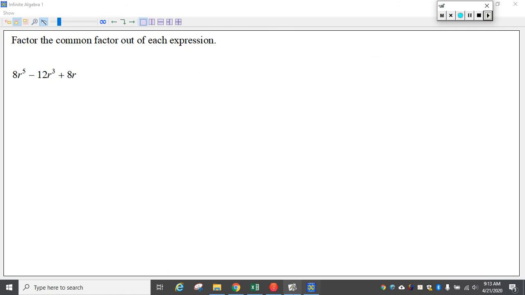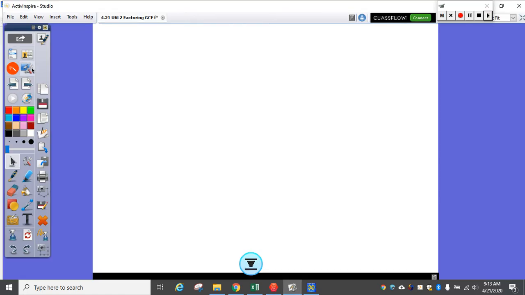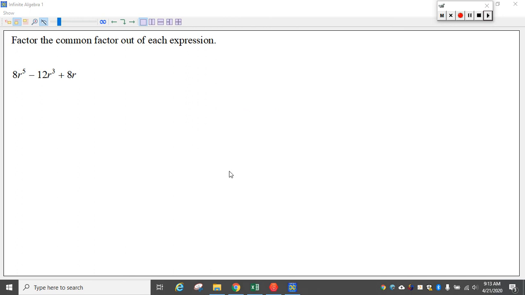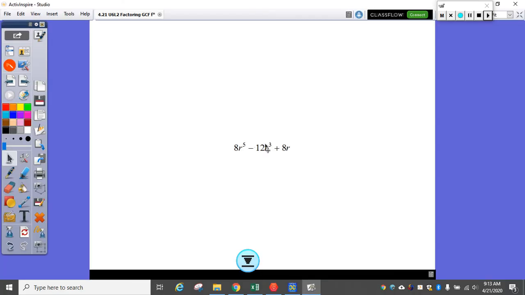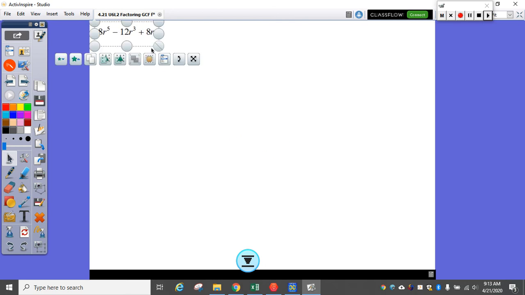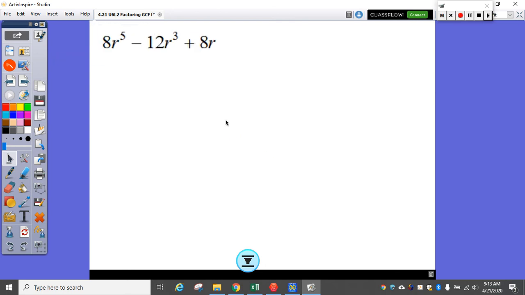Let's move this guy out of the way. All right, so let's go ahead and factor this guy. These are a little bit smaller numbers for us to work with. So let's look at this. Here we have, we're going to talk about the numbers first. What do all of these have in common? What's the largest number that will go into 8, 12, and 8? The largest number that will go into 8, 12, and 8 is 4.